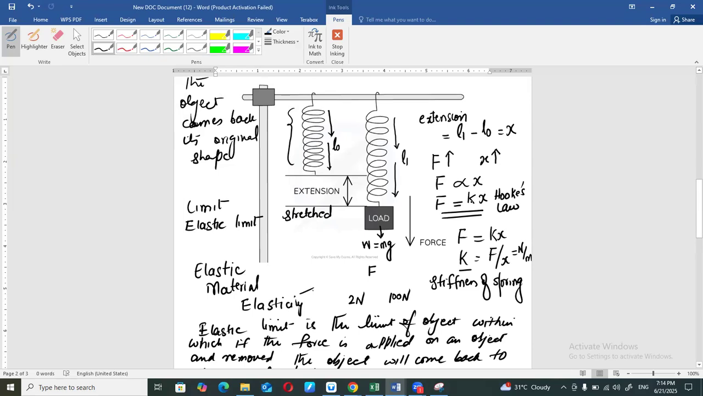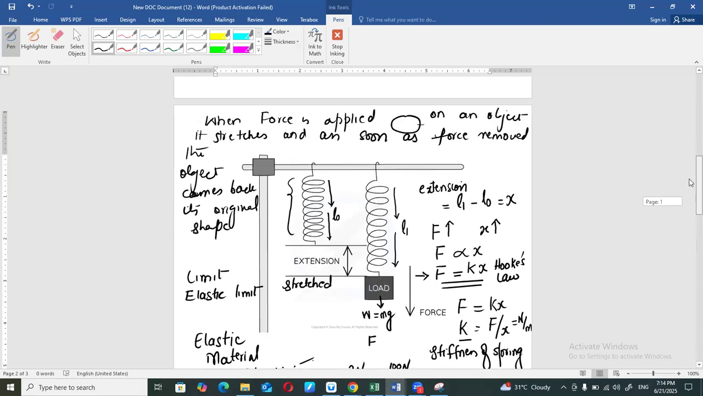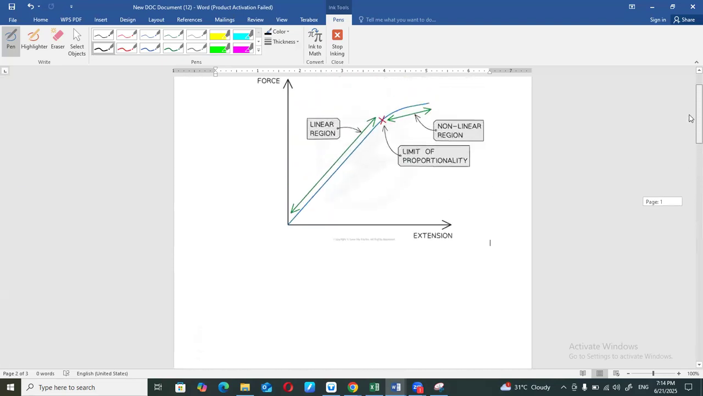Once the limit of proportionality of an object is bypassed, this law, which is F is equal to Kx, will not hold anymore. And it simply means that this law never holds for any particular force more than the elastic limit. Now, remember one more thing. Now, I'll show you the graph, right? And what does the graph say about it?